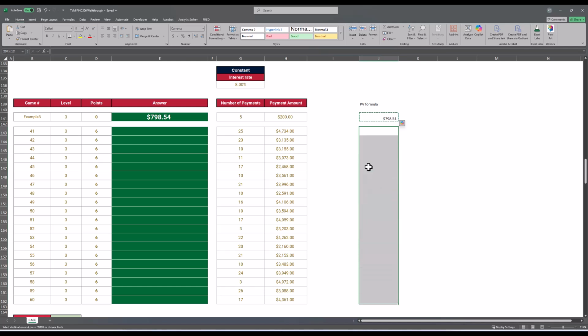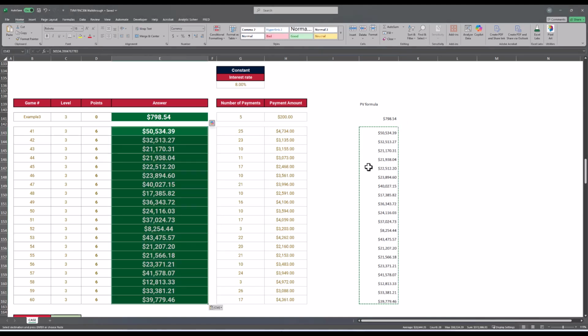Copy that, paste it down. Now I've got the answers. Copy those, paste the values over, and I'm done with that level.